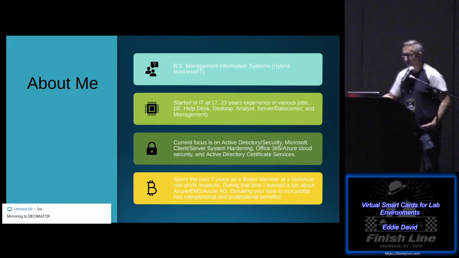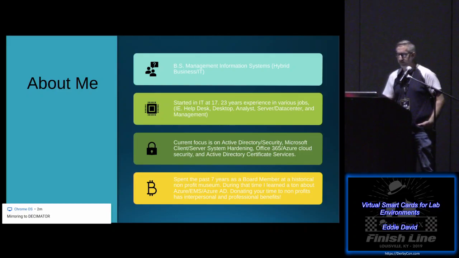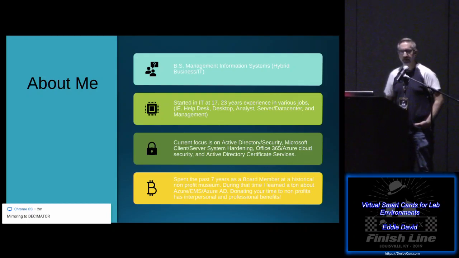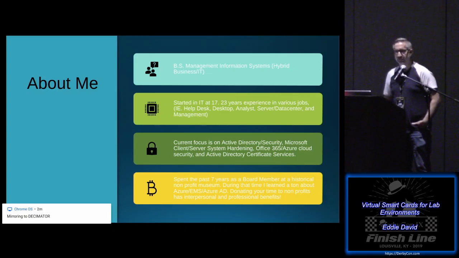So just to get started, a little bit about me. I hold a BS degree in Management Information Systems. It's just a hybrid business IT degree. I started at the age of 17, just interning, doing the normal stuff that most people do, floating through different positions. Currently, my main focus is Active Directory security and Microsoft client server system hardening, as well as Office 365 and Azure Cloud Security.